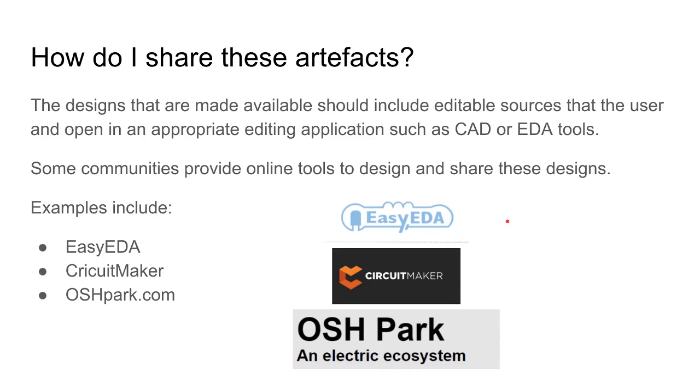So how do you share these artifacts? Well, the designs that are made available should include editable sources. So editable files, for example, not usually the board layouts. The board layouts themselves can be formatted for certain design packages to be read in, while you also find PCB layout files that are not designed to be editable. For example, if you export from your design packages to production files, then those are usually not easily made editable. So to make them editable, you simply distribute the source file that you use to create the production layouts.